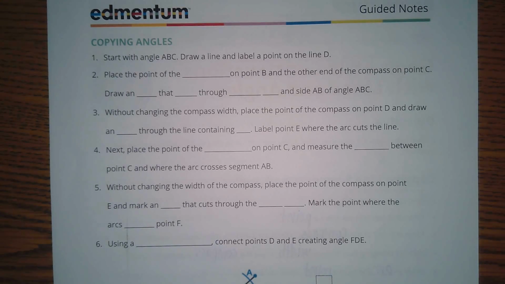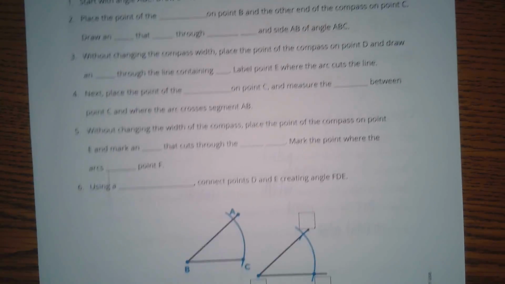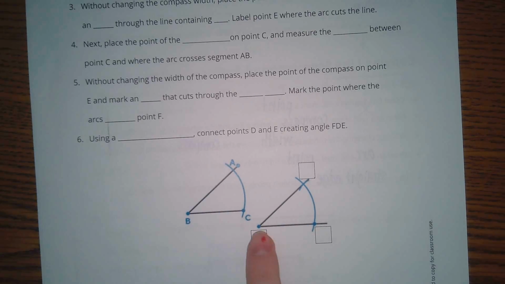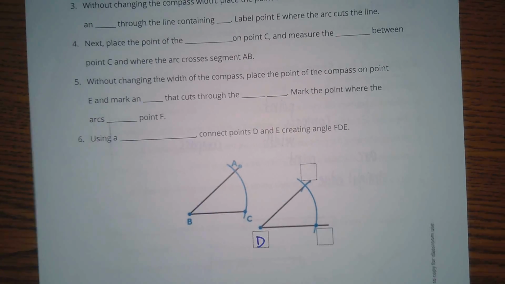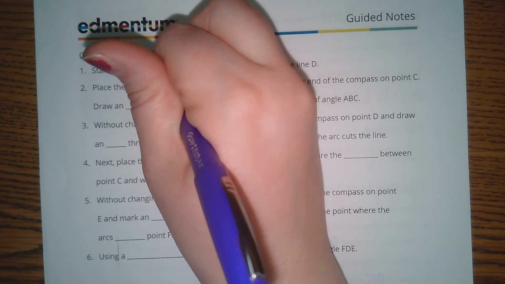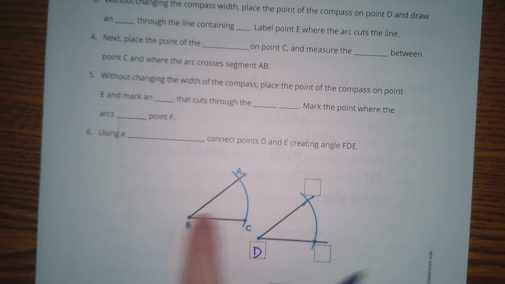Now let's talk about how we could copy an angle. So we're going to start with this angle ABC, which you can see here on the bottom. And we're going to draw a line and label a point D. And so my point D is here, and perhaps I drew this line and I labeled that point D. Now I want to place one point of my compass on point B, and then the other end of the compass on point C. So I'm putting one on point B, and then I'm putting the other one on point C.